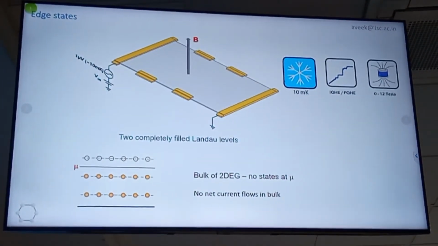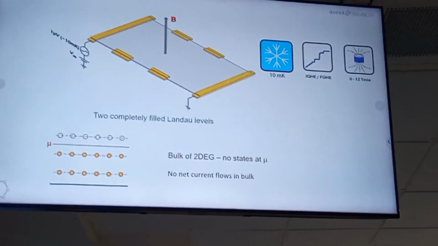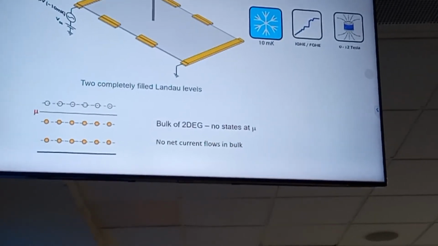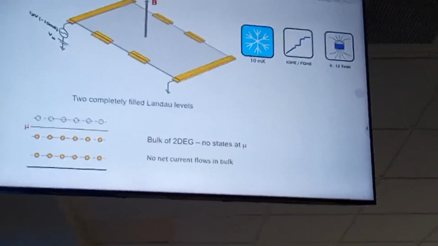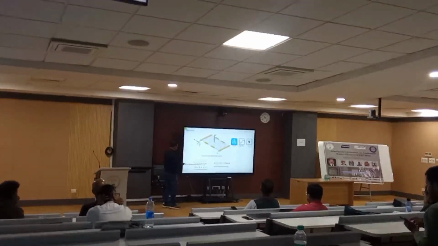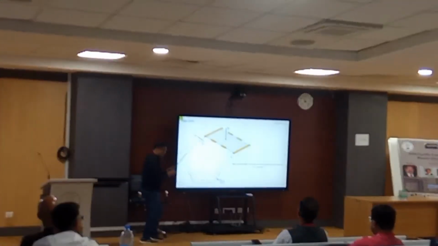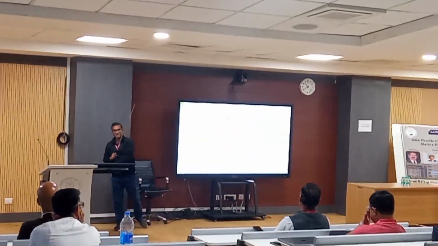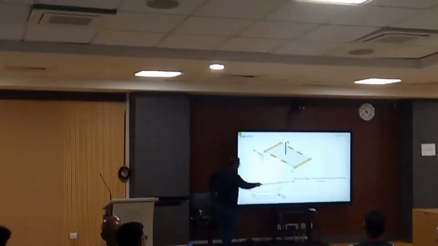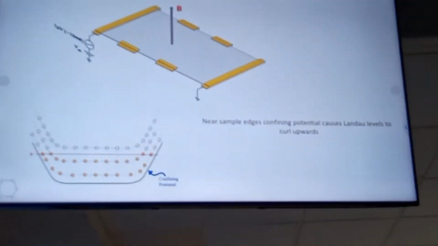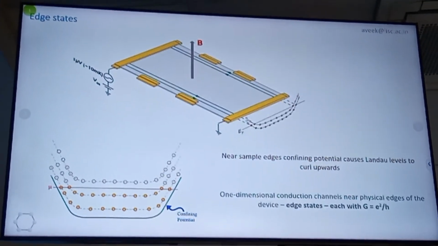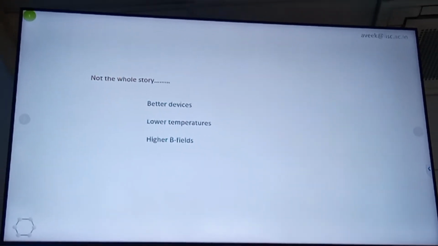To understand why this happens, realize that when I have two completely filled Landau levels, my chemical potential lies in a gap. So in the bulk of the two-dimensional electron gas, there are no states at the chemical potential and no current can flow in the bulk. However, when I go to the edges of the sample, there is a confining potential which is keeping the electrons confined to the sample. This causes the energy levels to curl upwards, and then near the edges I have the so-called edge states, which are now, because I had two filled Landau levels, I have two edge states on both edges, and these are one-dimensional edge channels.